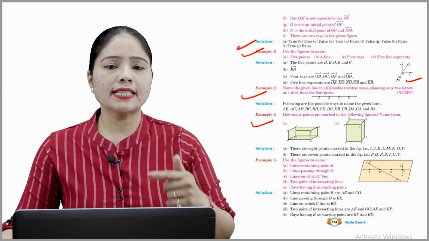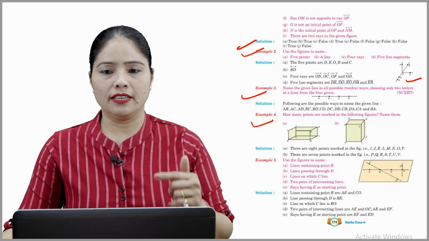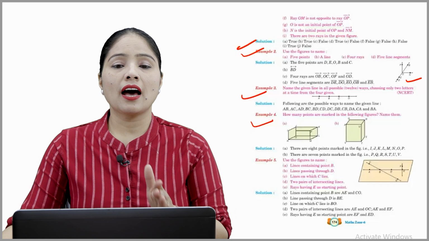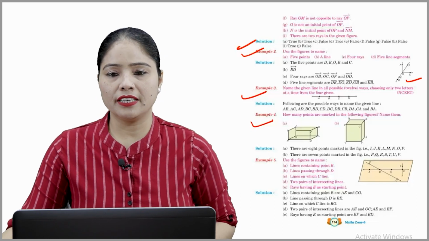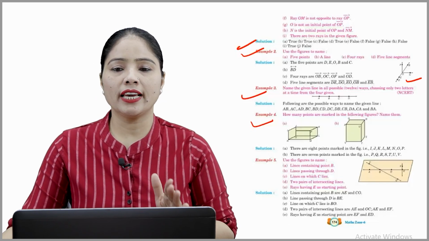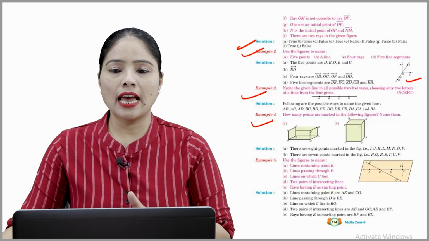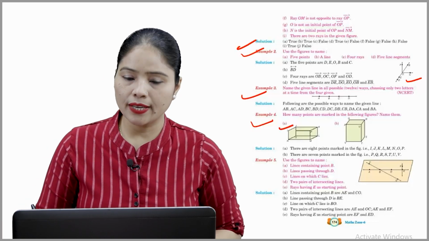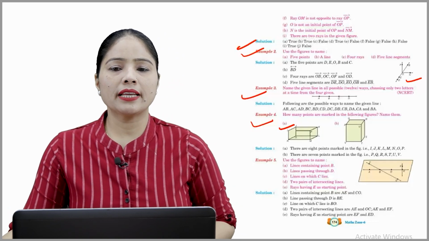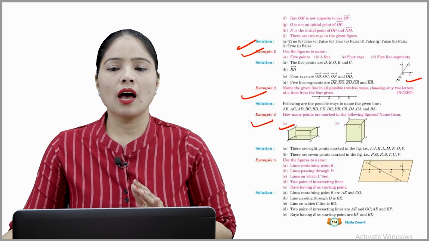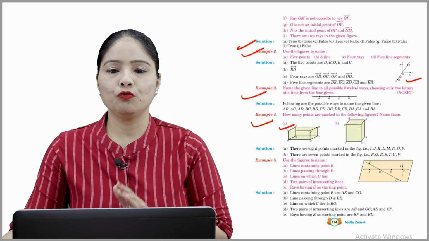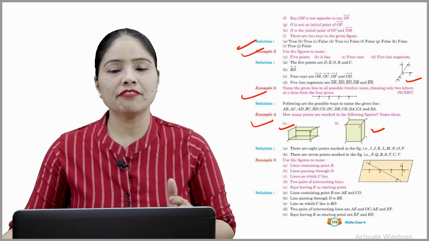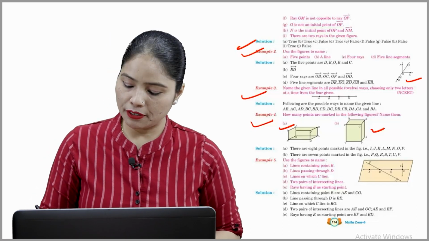How many points are marked in the following figures? Name them. How many points do we have? So there are 8 points marked in the figure: I, J, K, L, M, N, O, P. Okay, these are the points of this one. And what are the points of B? P, Q, R, S, T, U, V. Okay, so just see the diagram very nicely and find the answers. Now example 5.